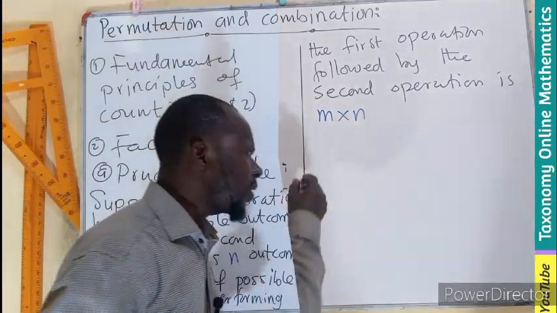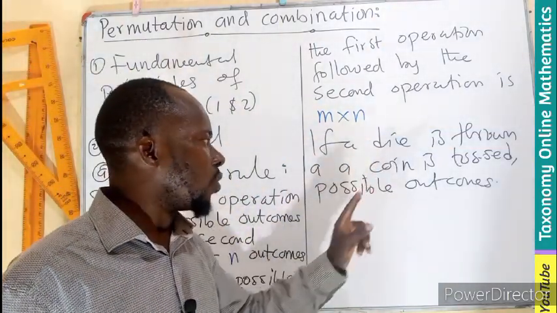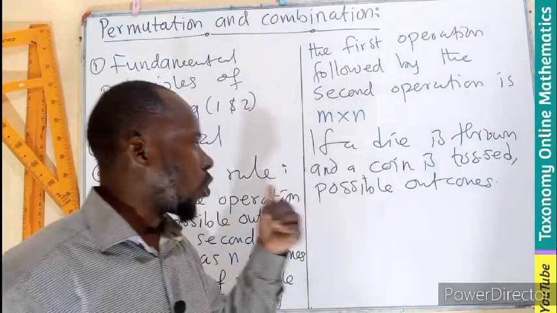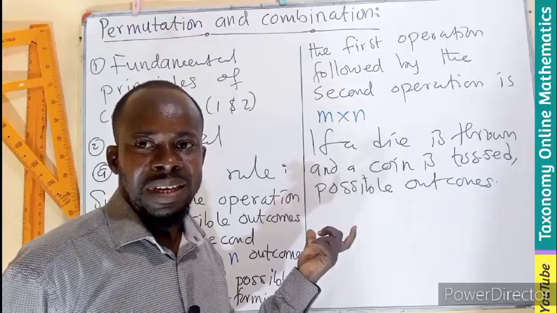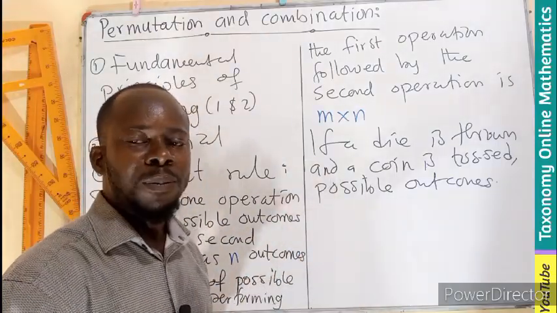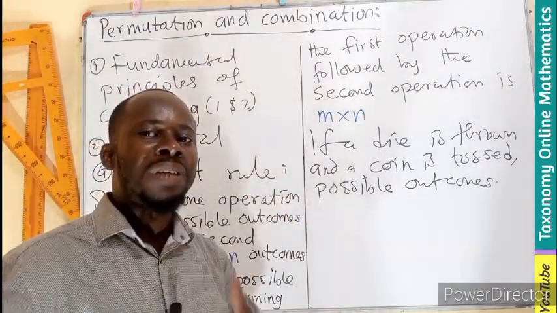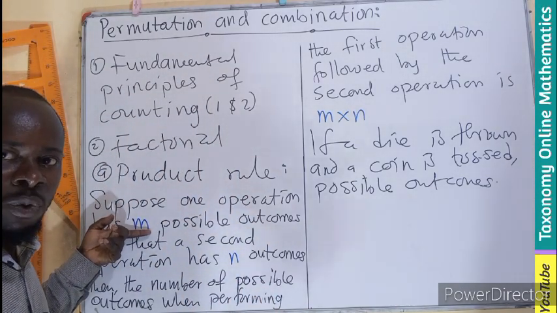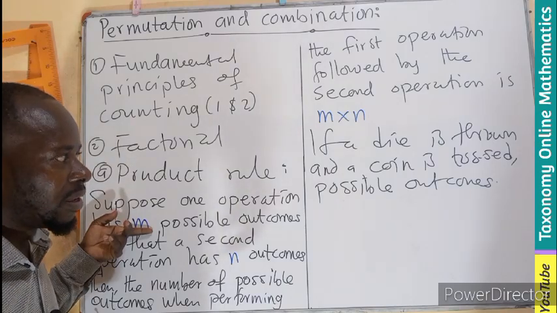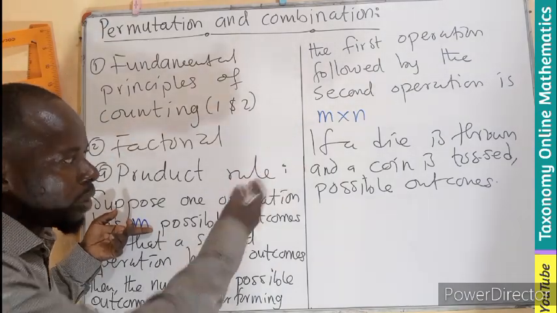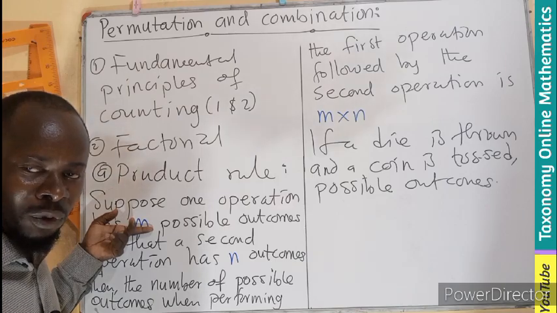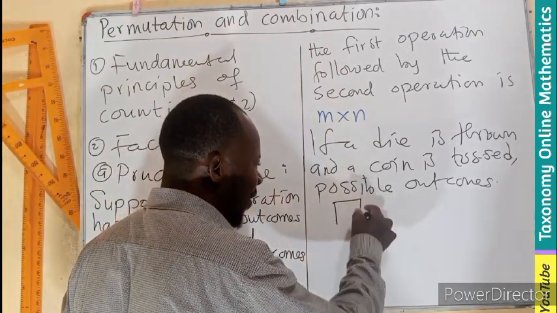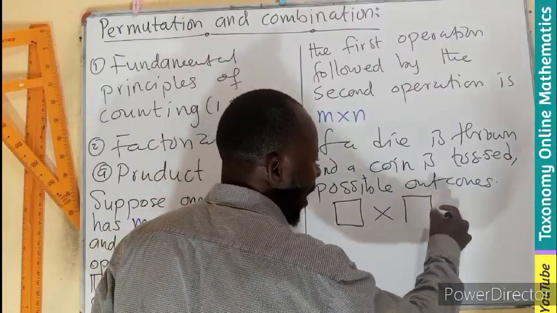We can also state that if we have a die which is thrown and a coin which is also tossed, what will be the possible outcomes? A die followed by a coin. What will be the total outcomes that you are going to have? The first operation, which is throwing of a die, doesn't have anything to do with the rolling of a coin, which means that there are two separate operations being performed. So we only need a die followed by a coin.